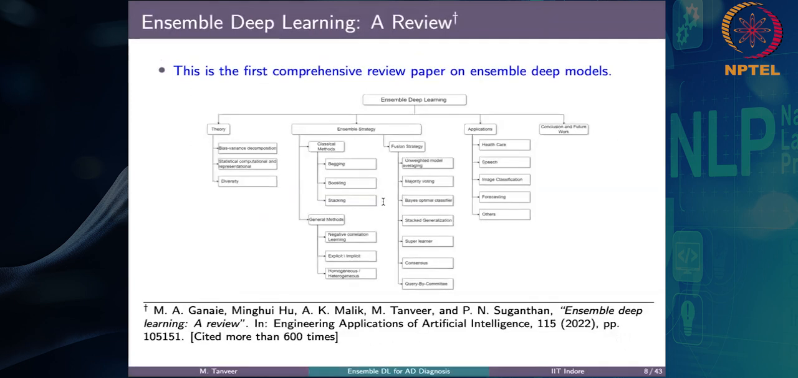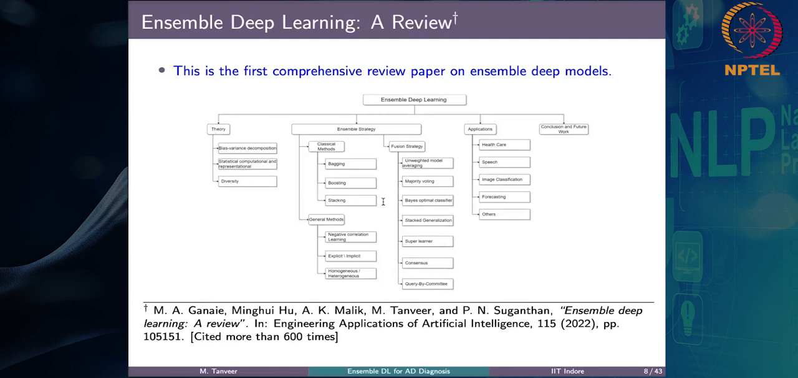So I was discussing this one review paper on ensemble deep learning. As I mentioned, this is the first attempt in the direction of ensemble deep learning. Essentially, this review paper reviews the state-of-the-art deep learning and ensemble deep learning models, and it serves as an extensive summary for the researchers.